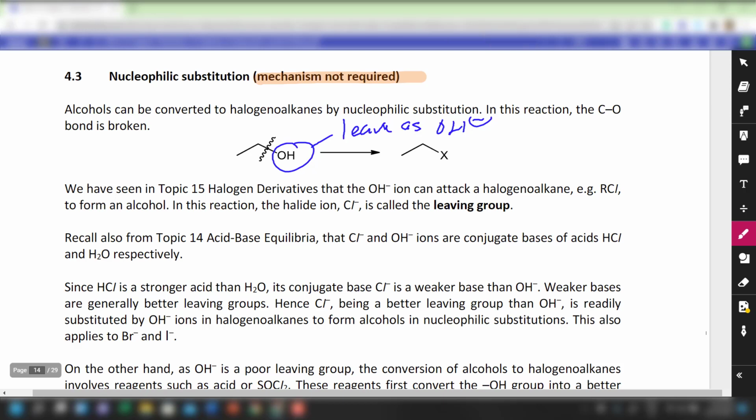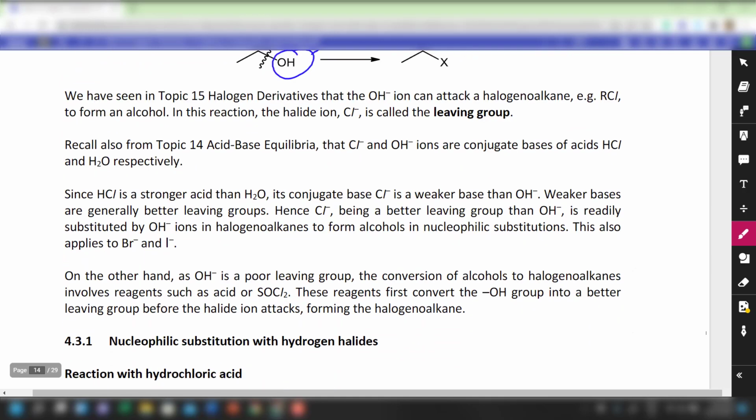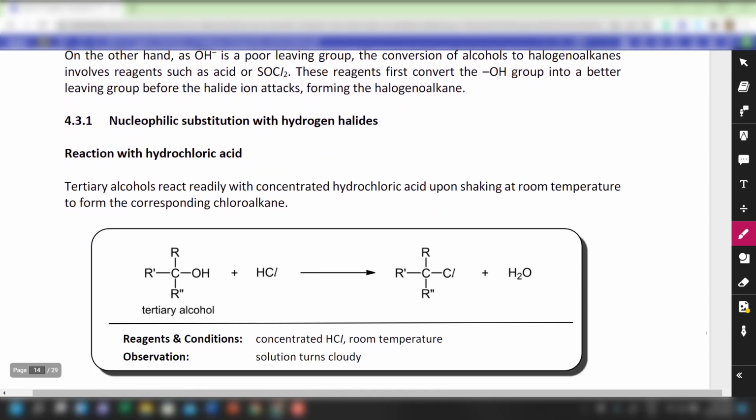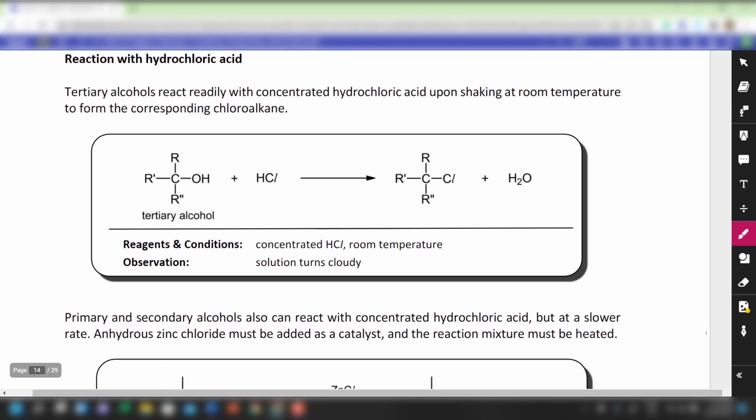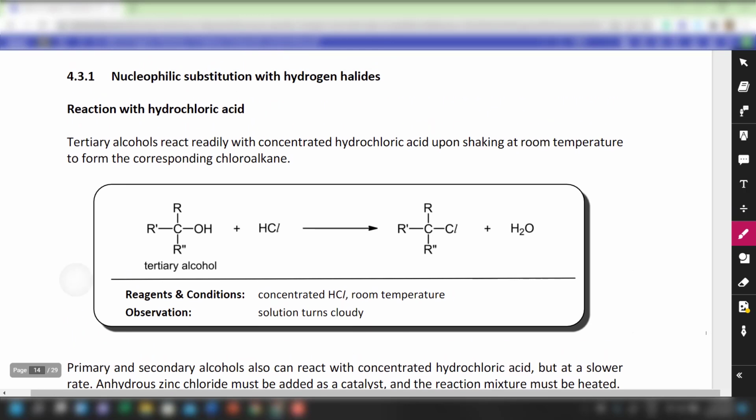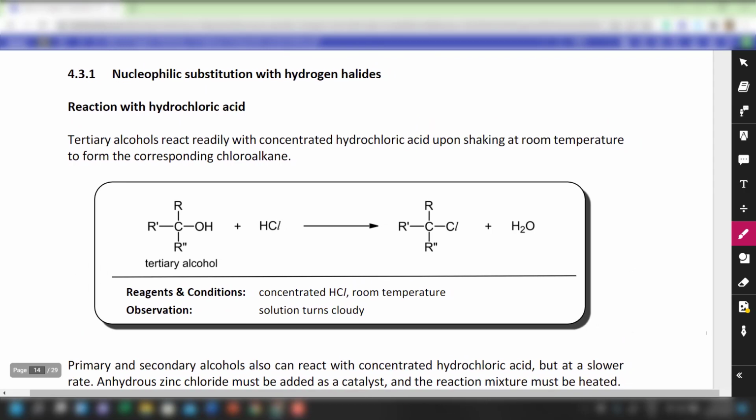So whenever we want to substitute OH for something else, we first need to convert the OH into a good leaving group. Subsequently, the corresponding halide, which could be chloride, bromide or iodide, will then be able to replace the newly formed good leaving group. This is exactly what's happening here, but we will not be discussing the mechanism. If you are interested, you can read some undergraduate textbooks for more information.